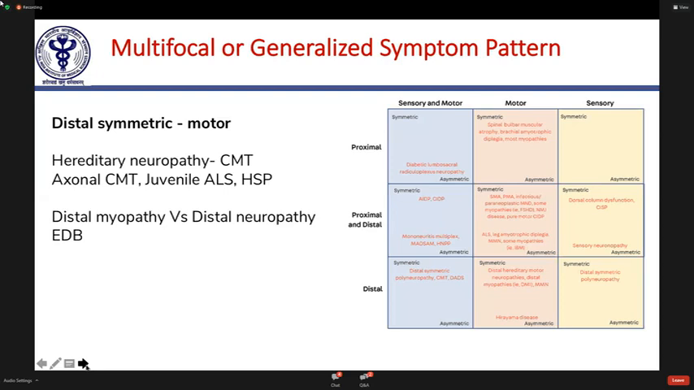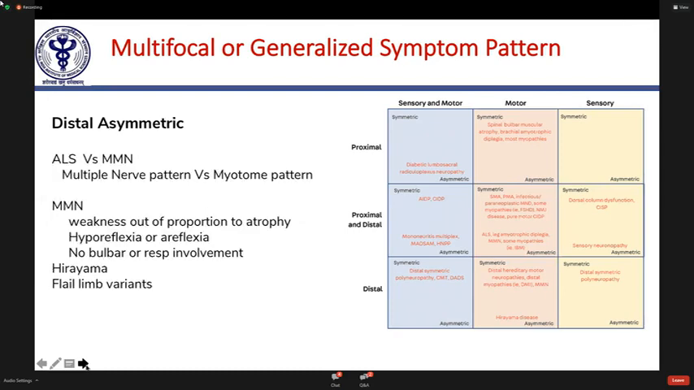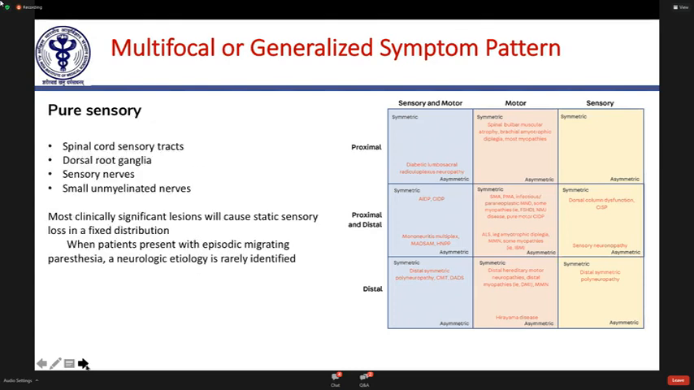To identify a distal myopathy versus a distal neuropathy in a chronic process, we say EDB involvement is one point towards that. Sometimes the finger flexors are involved more in a distal myopathy compared to intrinsic hand muscles in a distal neuropathy. Again, distal asymmetric, usually ALS versus multifocal motor neuropathy, MMN, is a common difference that we have. Usually it's a pattern recognition of multiple nerves with a myotome recognition. MMN usually has weakness out of proportion to atrophy, hyporeflexia, areflexia, and there will be no bulbar or respiratory involvement. Other differentials like Hirayama and flail arm syndrome must be considered at that point of time.